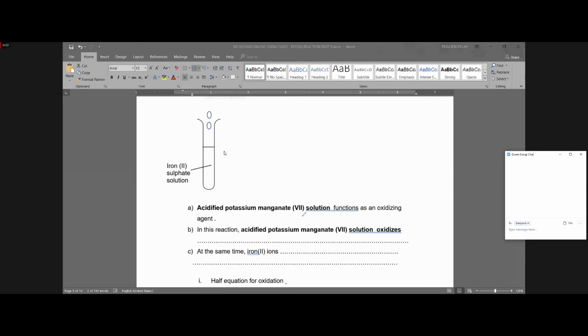Acidified potassium manganate 7 functions as oxidizing agent. So what will it oxidize? Who wants to try? Alfred, want to try? Put in words for me. Acidified potassium manganate 7 solution, the purple. It will oxidize what? Alfred? Or Jishwen? Yes. Can you give me the answer for B?